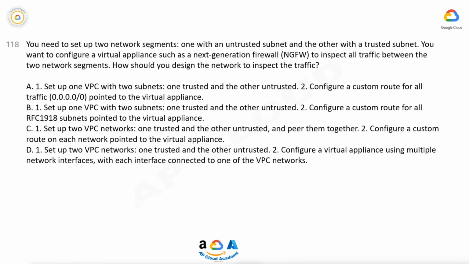C. 1. Set up two VPC networks, one trusted and the other untrusted, and peer them together. 2. Configure a custom route on each network pointed to the virtual appliance. D. 1. Set up two VPC networks, one trusted and the other untrusted. 2. Configure a virtual appliance using multiple network interfaces, with each interface connected to one of the VPC networks.